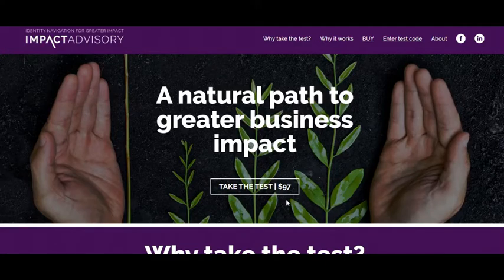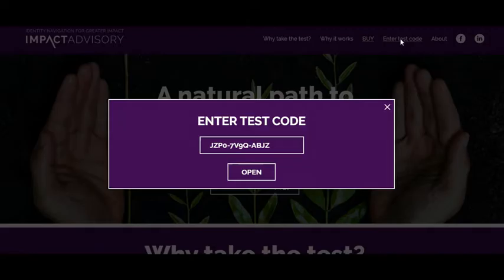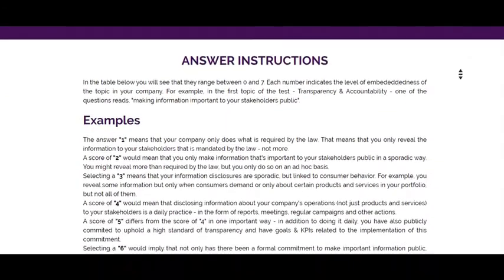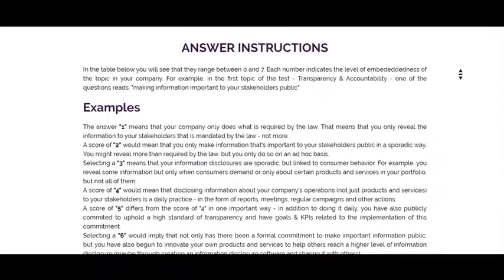So let's take a closer look at the test. Since I already have a test code, I'm going to go ahead and enter it here to access the test. As you can see, you can take some time to familiarize yourself with the test structure before you get to the actual questions.